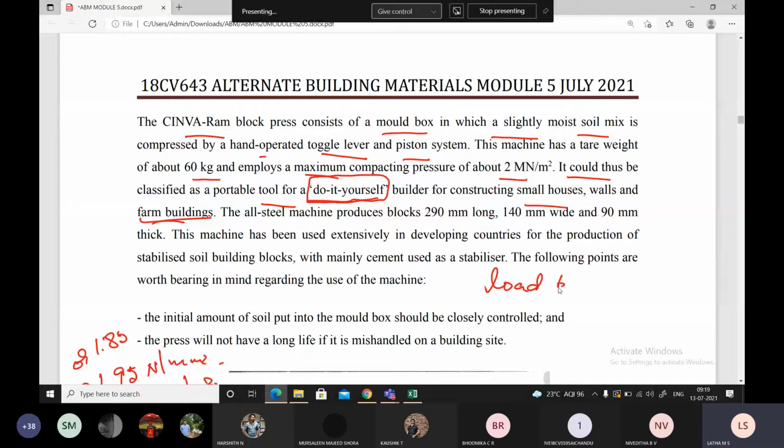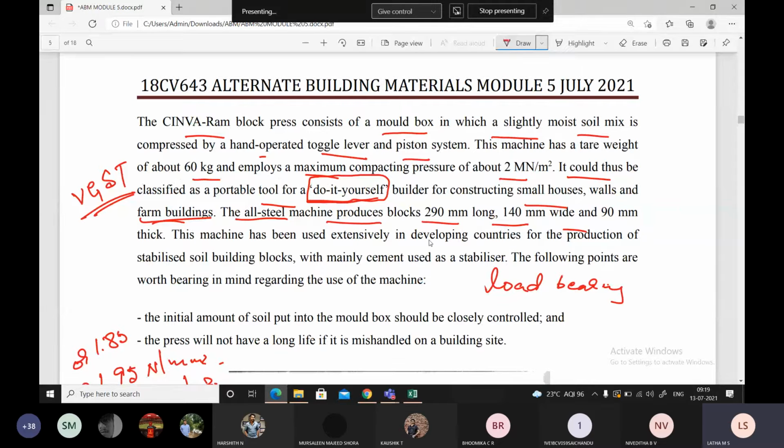Students, load bearing wall. If I increase the thickness, it can act very well. The all steel machine, which means the machine made of very good steel, produces 290 by 140 by 90 blocks. This is the machine we have in the laboratory, in the VGST laboratory. VGST, Vision Group of Science and Technology. This machine has been extensively used in developing countries for the production of stabilized blocks.